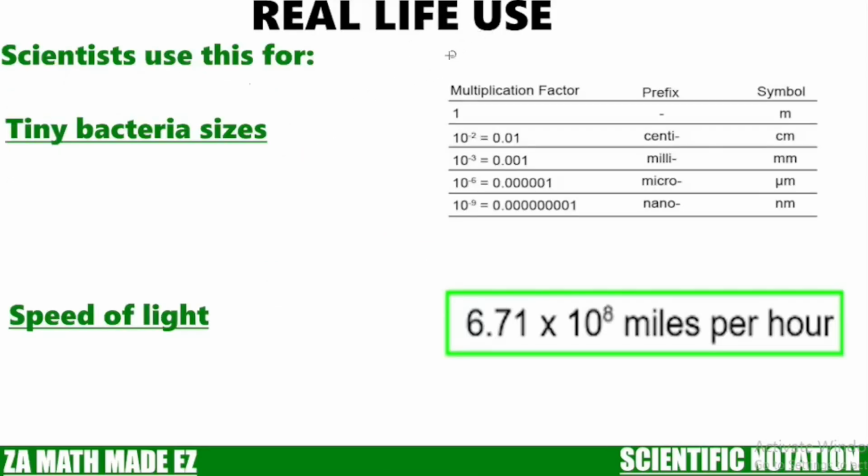Here are some examples of real life use. For example, scientists use scientific notation to calculate tiny bacteria sizes, as you can see over here, and the speed of light. So the speed of light is 6.71 times 10 to the power of 8 miles per hour. As you can see, these are negative exponents, so the decimal point will be moved to the left each time over here. Like centi, milli, micro, nano. And the speed of light is positive because of how fast it goes. So 6.71 times 10 to the power of 8, that's positive.